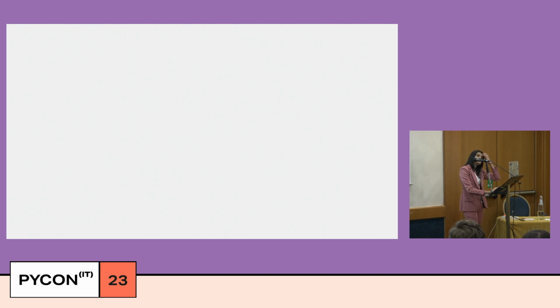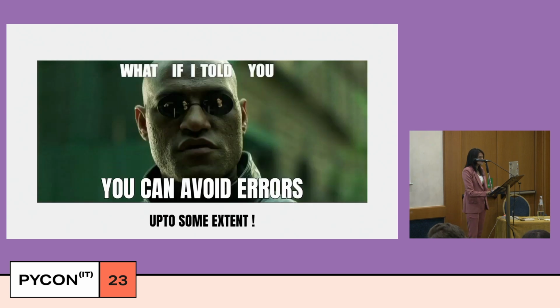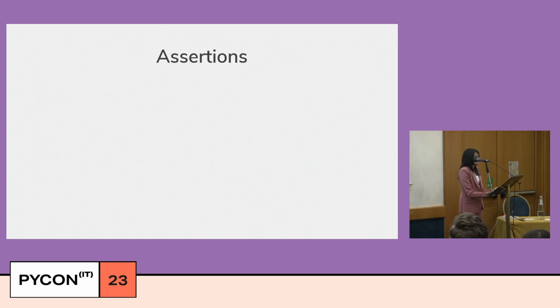So this was all about handling the errors, reading those errors, and what you can do to avoid those errors or even use them to your advantage. But are there any ways to avoid those errors altogether? Are there any ways that you can avoid them completely or maybe even up to some extent? Well, what if I told you that you can avoid those errors? But yeah, only up to some extent. So let's talk about assertions.